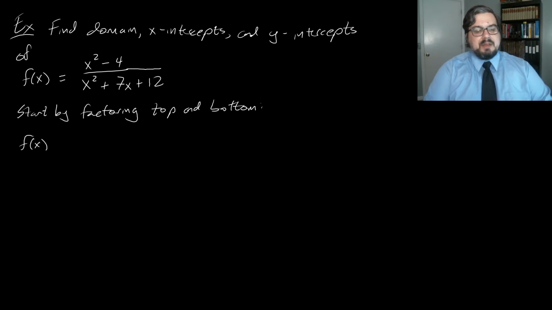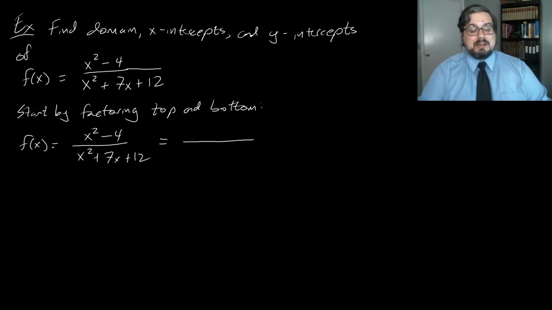And so we get f of x is equal to x squared minus 4 over x squared plus 7x plus 12. Now, both the numerator and denominator here can factor. X squared minus 4 is a difference of squares and factors as x plus 2 times x minus 2. X squared plus 7x plus 12 can factor. We want two numbers that add to equal 7, multiply to equal 12. Well, 3 and 4 will do that. So we get x plus 2 times x minus 2 over x plus 3 times x plus 4.